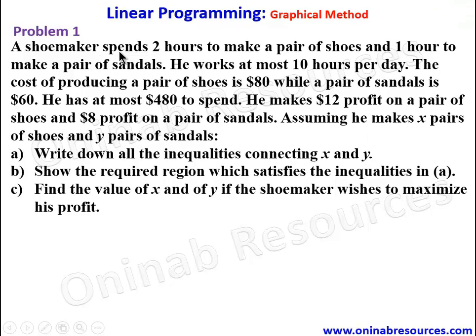Problem 1. A shoemaker spends 2 hours to make a pair of shoes and 1 hour to make a pair of sandals. He works at most 10 hours per day. The cost of producing a pair of shoes is $80, while a pair of sandals is $60. He has at most $480 to spend. He makes $12 profit on a pair of shoes and $8 profit on a pair of sandals. Assuming he makes X pairs of shoes and Y pairs of sandals.